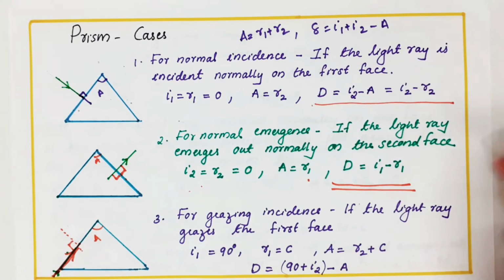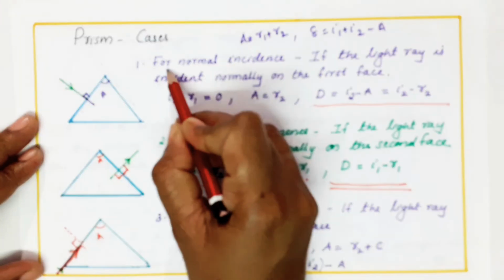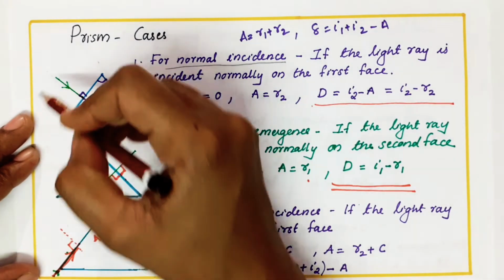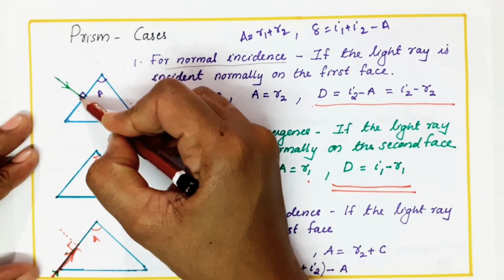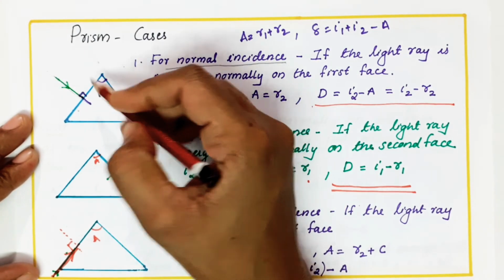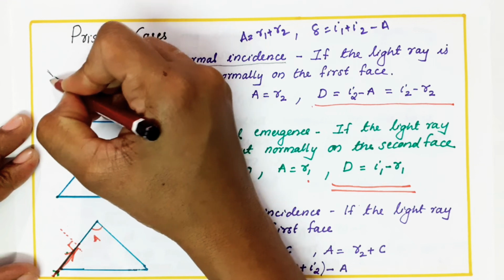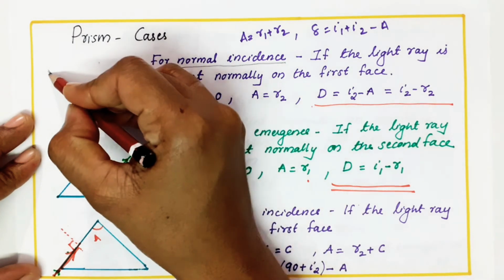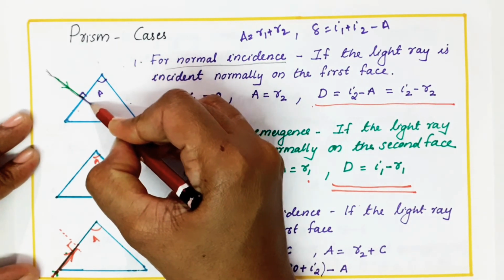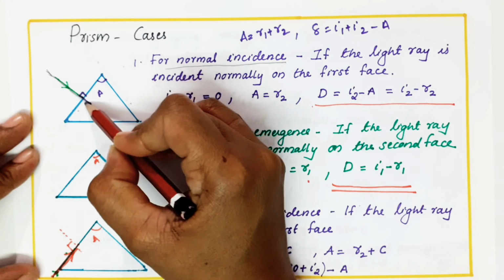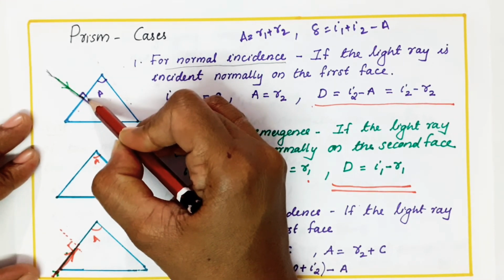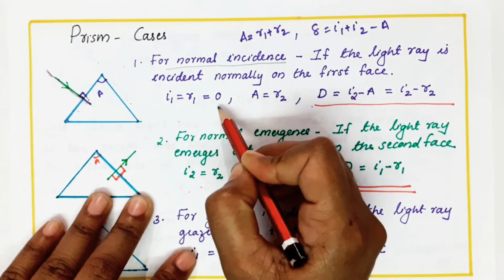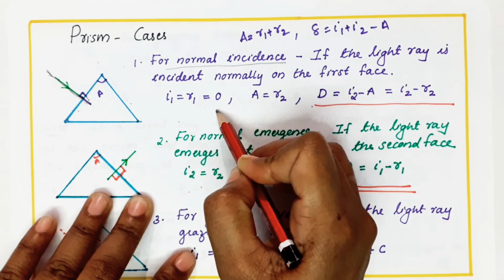Now look at the first case, the normal incidence case. Normal incidence means your light ray is incident normally on this face. If you draw a normal here, the normal and the incident ray are parallel. So the light ray is incident normally on the first face. If the incident ray is normal, the refracted ray also lies along the normal, so I1 equals R1 equals 0.